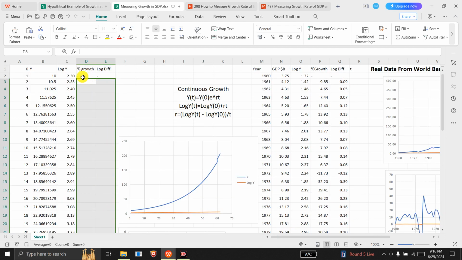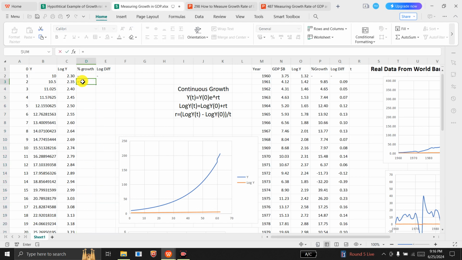So there will be no growth for the first year because there is no previous value. For this I can calculate: this value minus this value, this value minus this value, divided by this value. So it means that the growth rate for this year is 0.05, that is 5%.